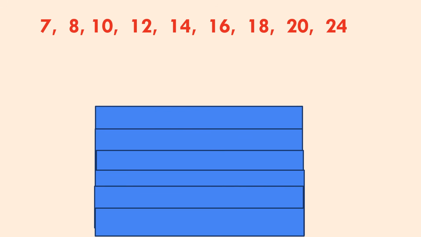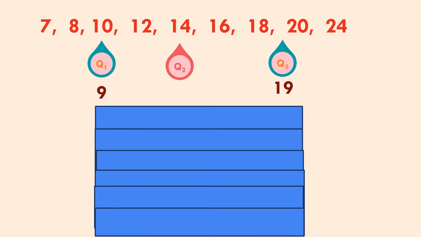How about the given 7, 8, 10, 12, 14, 16, 18, 20, 24? The center is 14, so that is quartile 2, the median. The quartile 1 is on the left side, and quartile 3 is on the right side. Quartile 1 is between 8 and 10, and quartile 3 is between 18 and 20. 8 plus 10 is 18 divided by 2, that is 9. And 18 plus 20 is 38 divided by 2, that is 19.